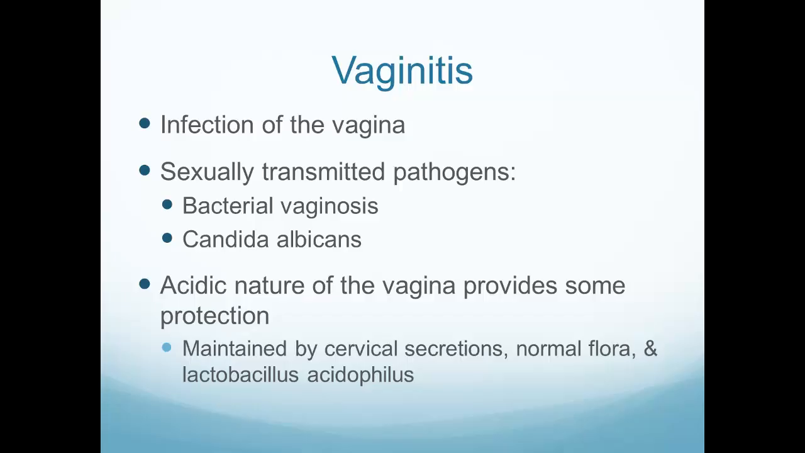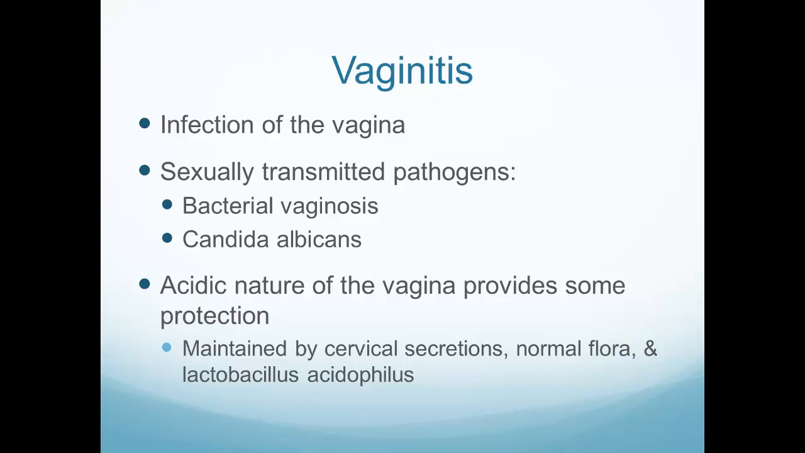Vaginitis is an infection of the vagina, which is often caused by sexually transmitted pathogens, and a couple are listed there. The acidic nature of the vagina provides some protection. Okay, so there is some protection. Just like in the upper GI tract, we have some protection from bacteria by the acid in the stomach. Well, the same thing is true here. We have an acidic nature of the secretions in the vagina, and that's hopefully going to keep bacteria from taking hold. We also have normal flora.